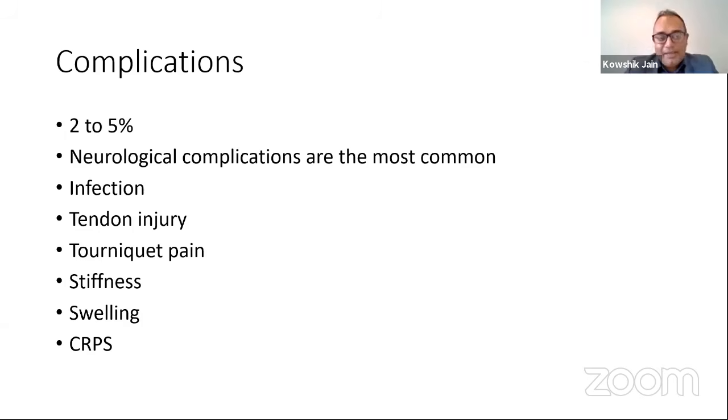So we are nearing the end now. This is one of my last slides. Complications. It's a very safe procedure, to be honest. But like everything else in orthopedics, we do see complications following ankle arthroscopy. Reported complication rate in literature is 2 to 5%. Most common are neurological. Most common nerve injured is the superficial peroneal nerve.